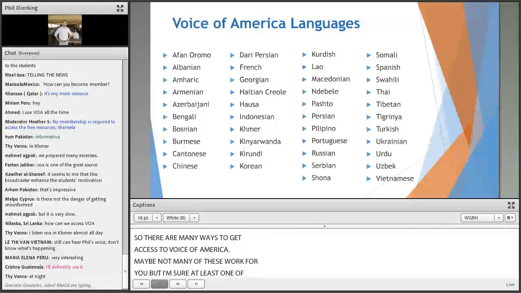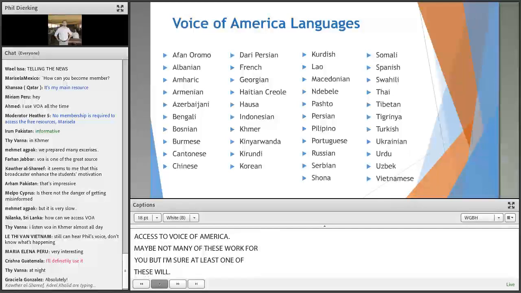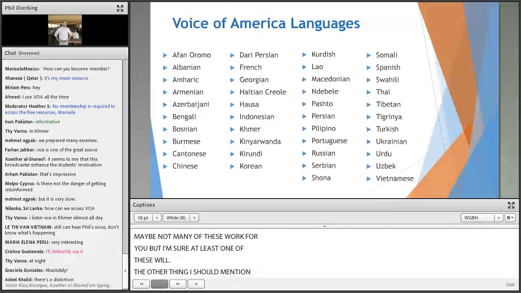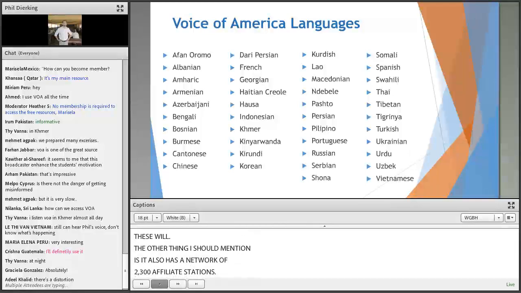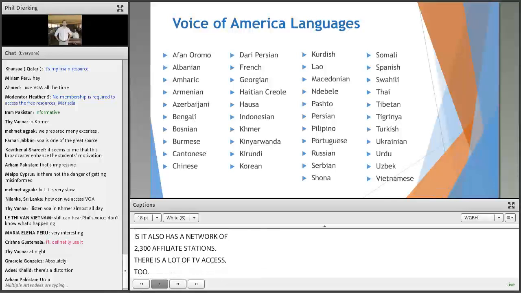The other thing I should mention is it also has a network of 2,300 affiliate stations. There's a lot of TV access too. Here's a list of all the languages that Voice of America produces and broadcasts its news in.